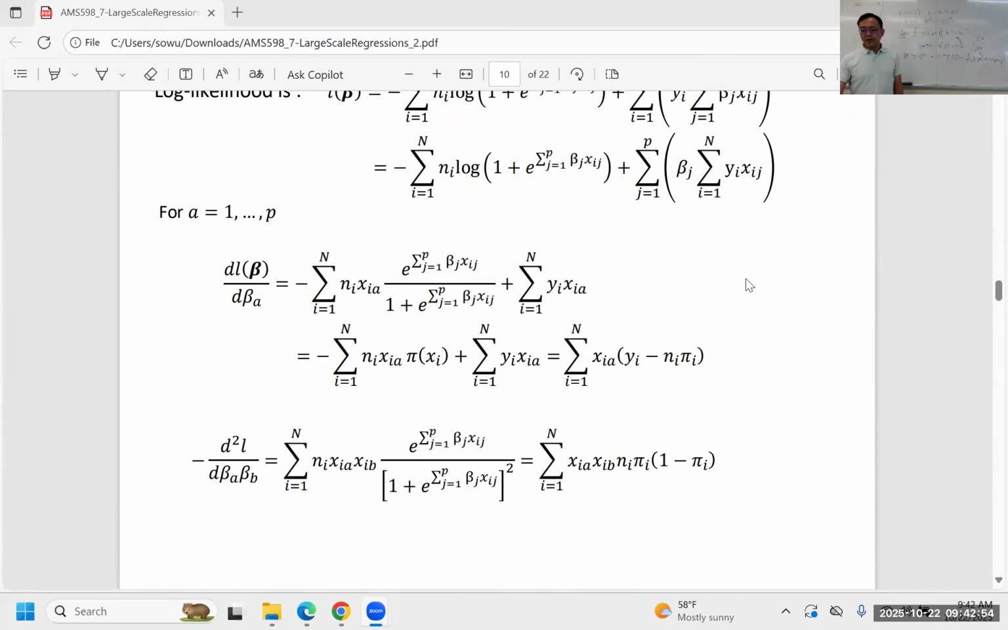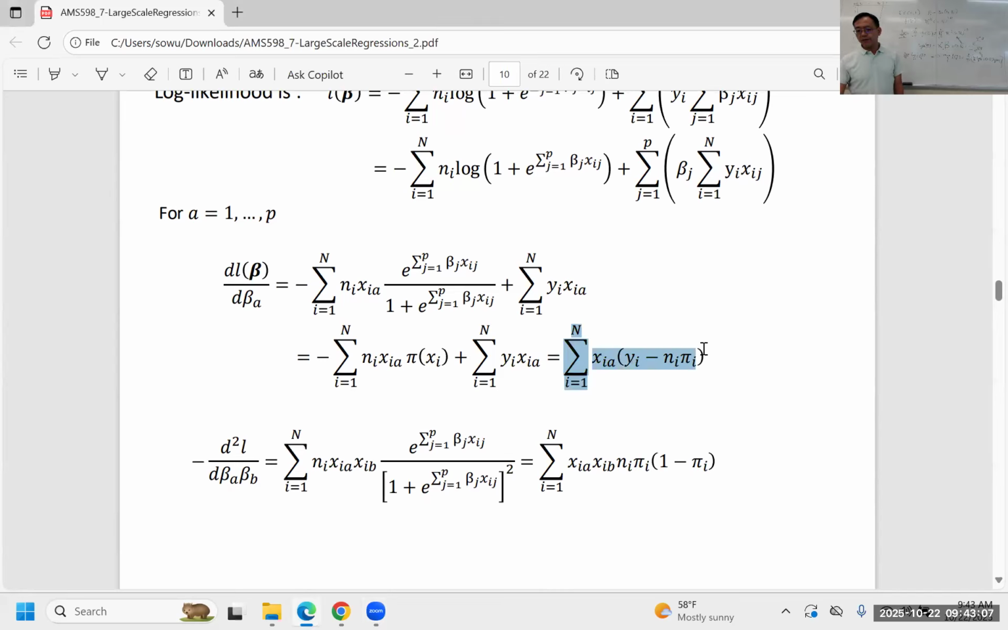Then if you take the first derivative of the log likelihood with respect to each beta_a, where a is from 1 to p, this is the form we have. And then the second order derivative of the log likelihood with respect to beta_a and beta_b, you go through it, and this is what we have. So this is what we are left with.